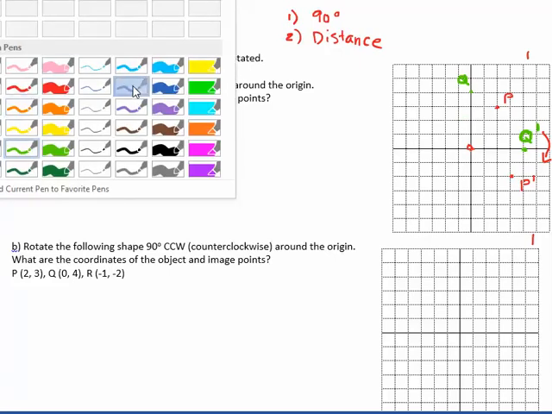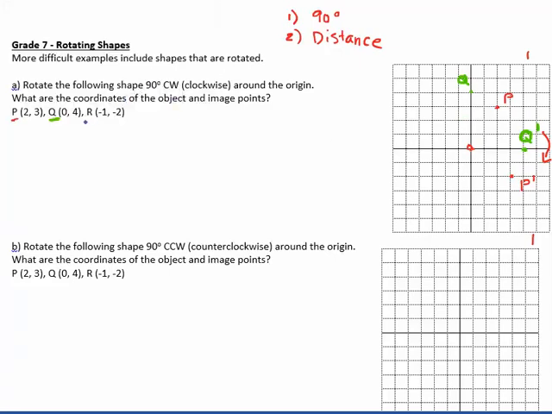I'll change my colors again to blue for R, which is -1, -2, which is right here. And again, I'll draw my imaginary rectangle. I put the nail right in the center, and I'm going to rotate it 90 degrees clockwise, which means that's going to go up to here. So now I have this new rectangle, and because the diagonal distance was r, the new diagonal is r prime.